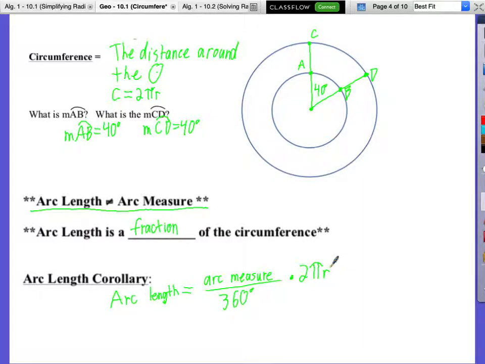And we can shorten these up. We can call arc length AL. AL equals arc measure AM over 360 times 2 pi r. So you can shorten it up like that as well if you wanted.